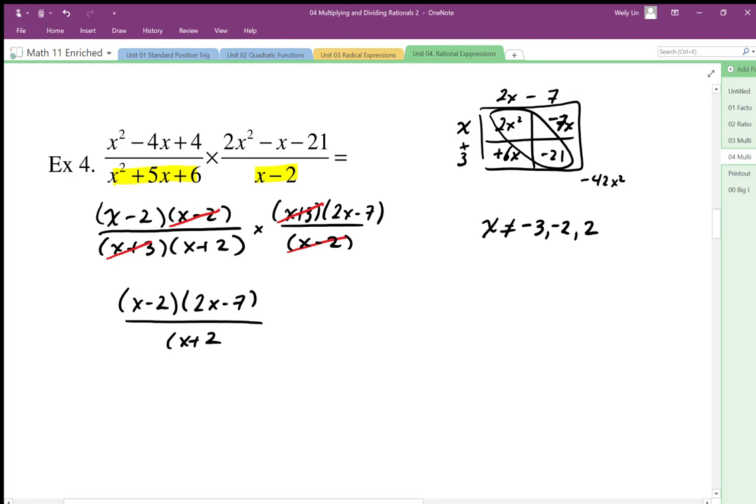And we can leave it in factored form. There really isn't much advantage of multiplying this out because having the factored form is actually the more useful form of the expression.